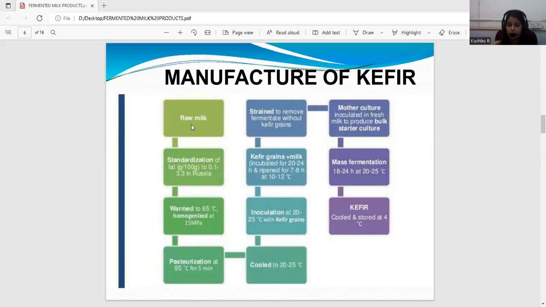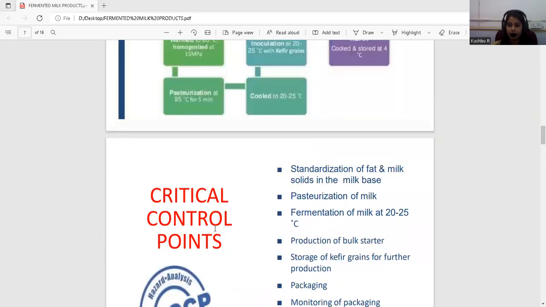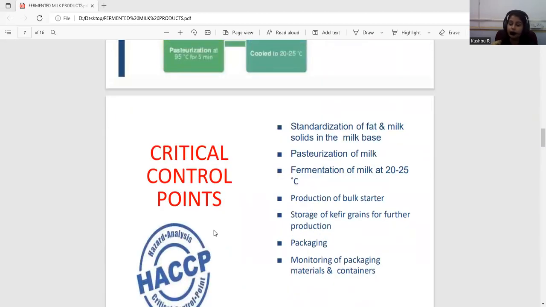Thus, whatever we have, the fermented milk, would act as a starter culture, which is now poured into the fresh milk, which is homogenized and standardized. Thereby, this acts as a starter culture and causes fermentation in the fresh, mass bulk. Thereby mass fermentation occurs. The temperature of 20 to 25 degrees Celsius would be maintained. And now after 18 to 24 hours, almost a day, here we have the mass production of kefir, which is cooled and stored at 4 degrees Celsius. So this is how kefir, that is the fermented milk, is produced.